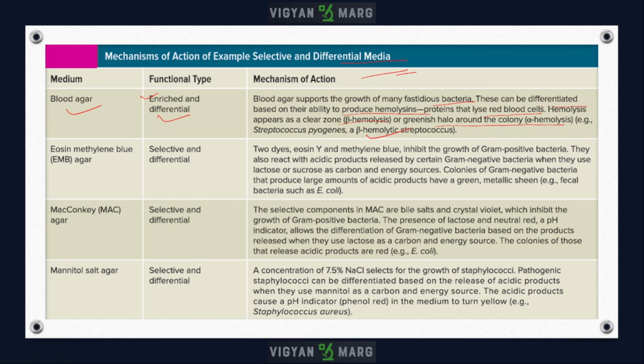Okay, we will see the pictures of these in the next slide. Another is eosin methylene blue, which is a selective media and also a differential media. You need to remember these things. Okay, it is very important according to this medium.